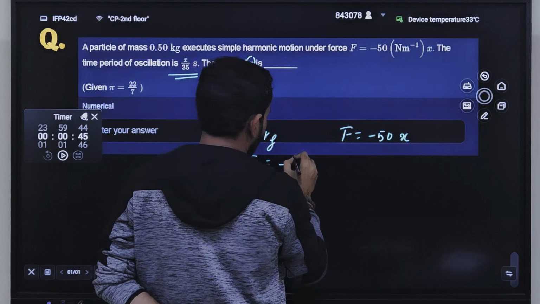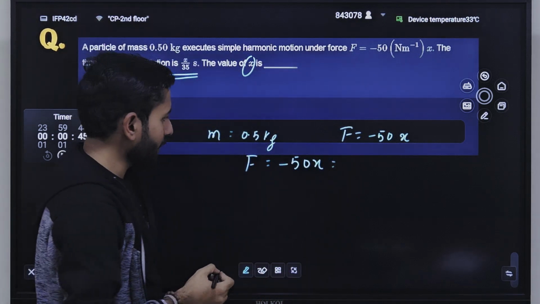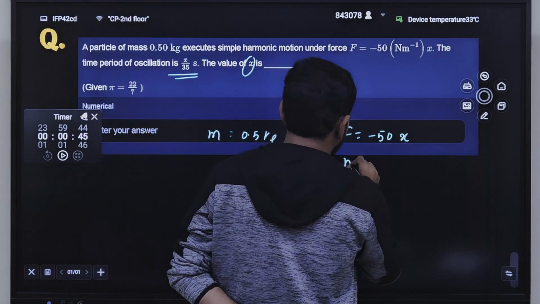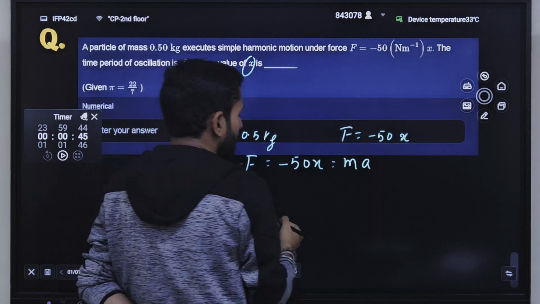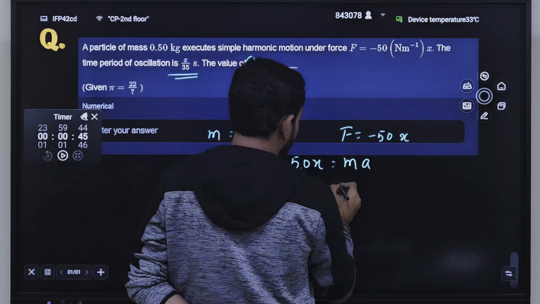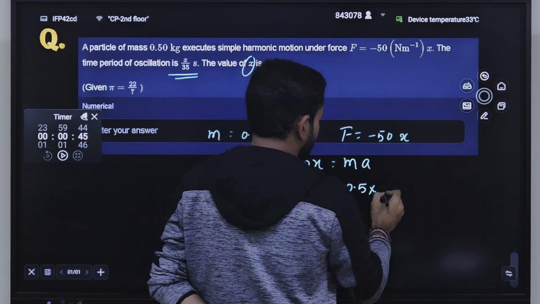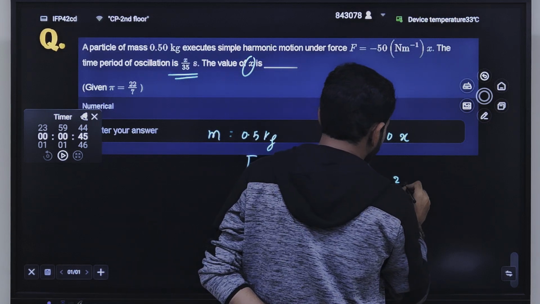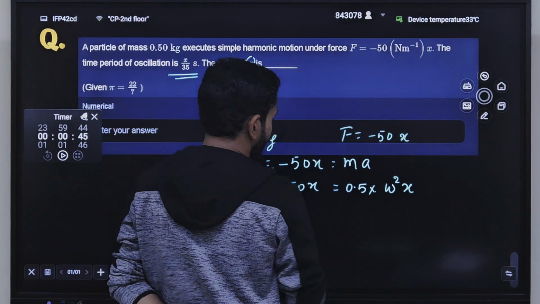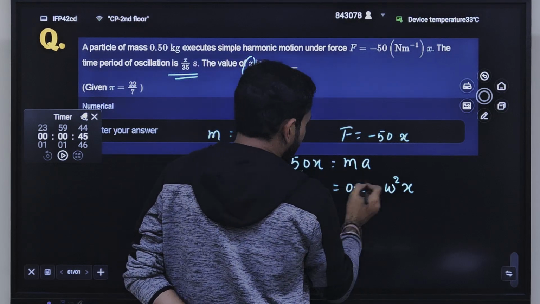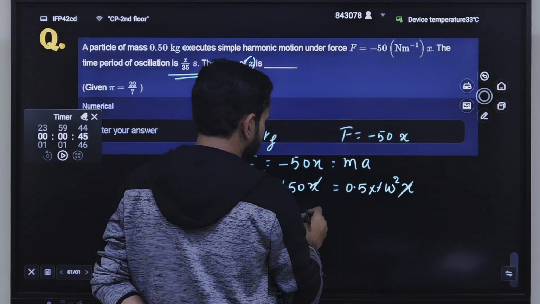What can I write about force? 50x. Can I say it can also be written as mass into acceleration? Correct? I can simply write it as mass into acceleration. Now if I am writing it as mass into acceleration, what is the mass? Mass I have written as 0.5. And what can I write for acceleration? Acceleration is nothing but omega square into x. And here how much is it? Minus 50x. Correct? Now because this is minus omega square x, x will get cancelled.